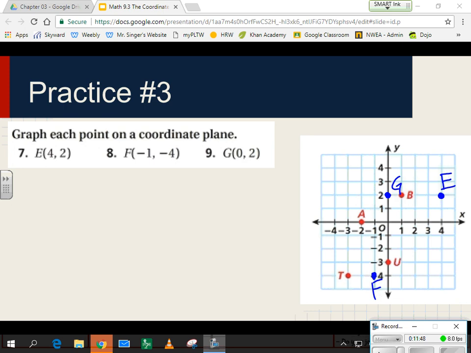So I did the answers in blue so you weren't confused by the red dots, which came from practice 2. So here is your coordinates for 7, 8, and 9. You can see where G, E, and F is. So hopefully you got those right.